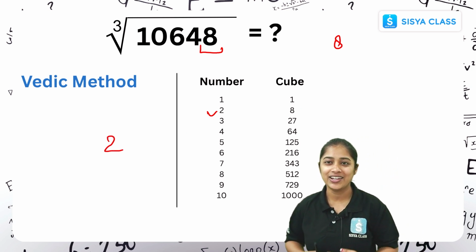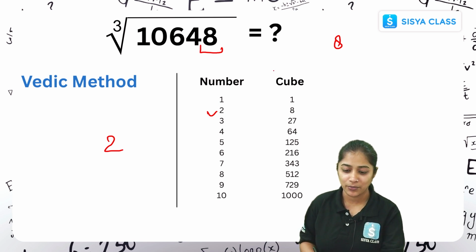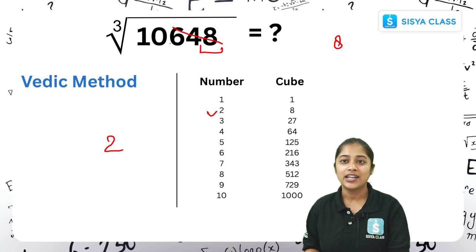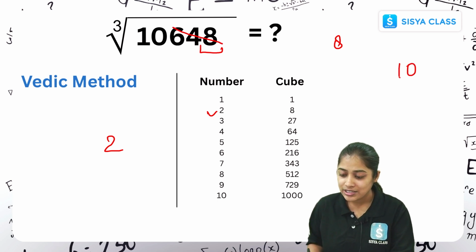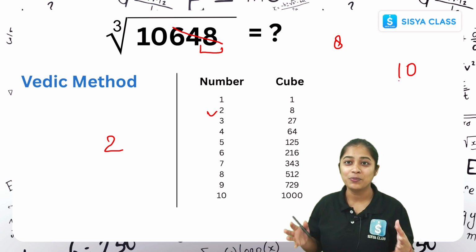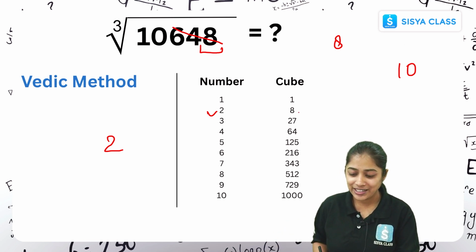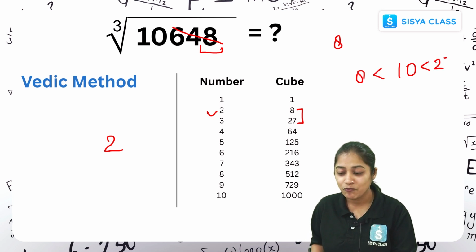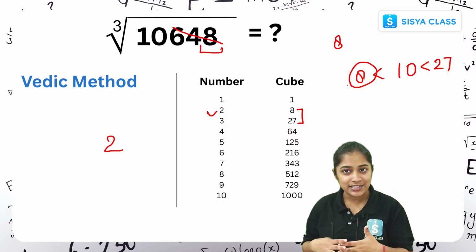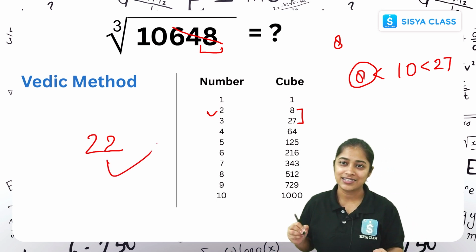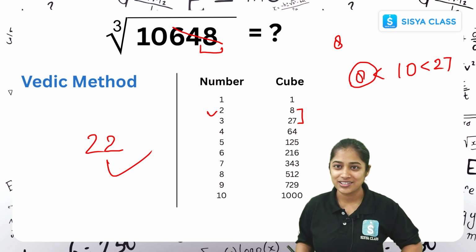Now I will cancel the last 3 digits of my number. Here the last 3 digits are 648, so I will cancel this. Now I have 10, right? I will check that 10 lies between which cube numbers. Here 10 lies between 8 and 27, correct? Now in 8 and 27, which cube number is smaller? 8 is smaller, right? So my tens digit is the cube root of 8, that is 2, and the answer is 22. So 22 is the cube root of this number.